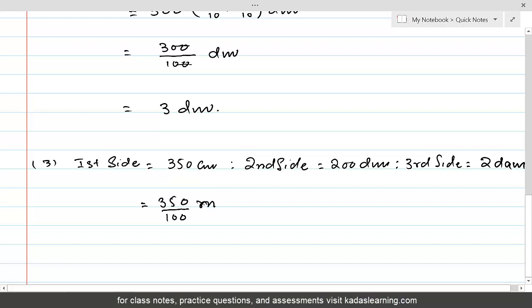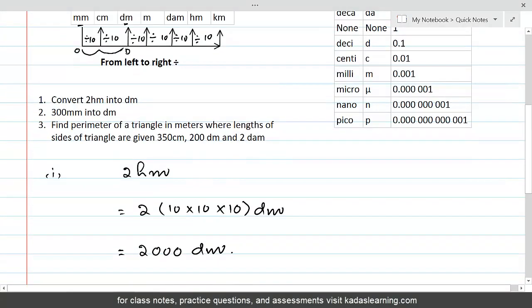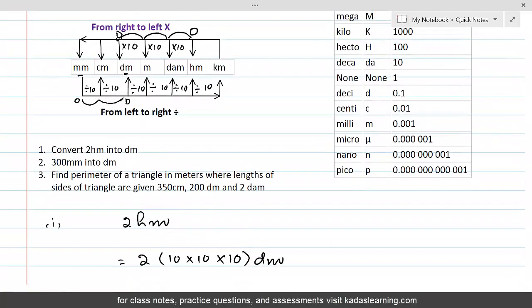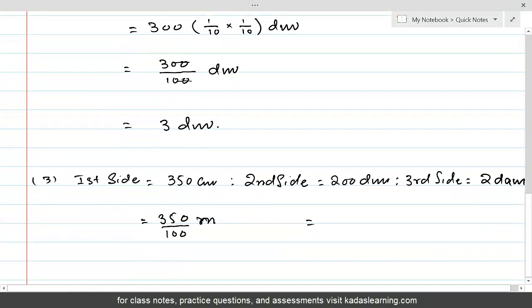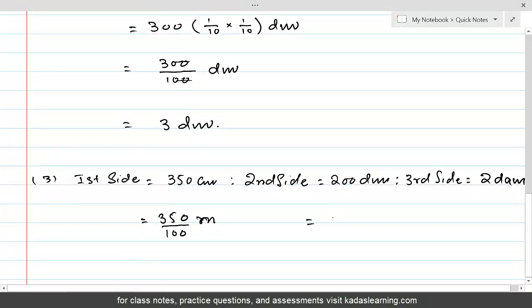And for the length of the second side, 200 decimeters to meters. If you have 200 decimeters, you only need to move 1 step from decimeter to meter, and therefore you will be dividing only by 10. Let's divide 200 by 10, and the answer would be in meters.